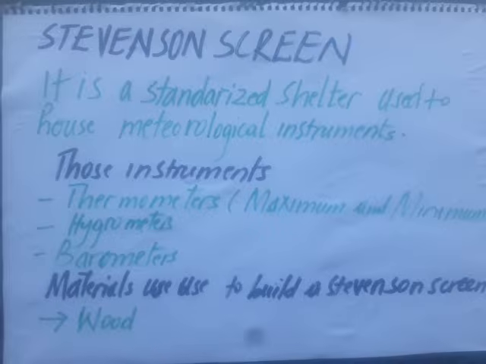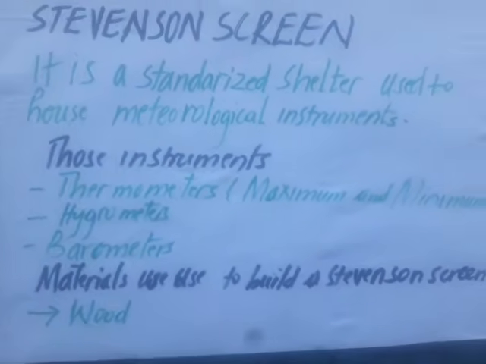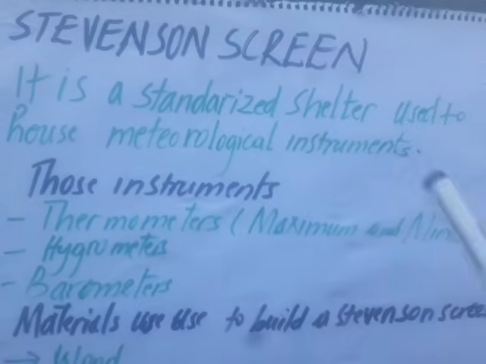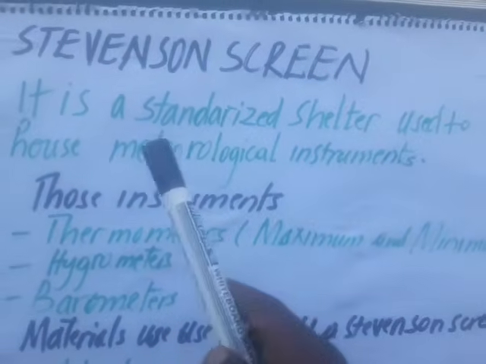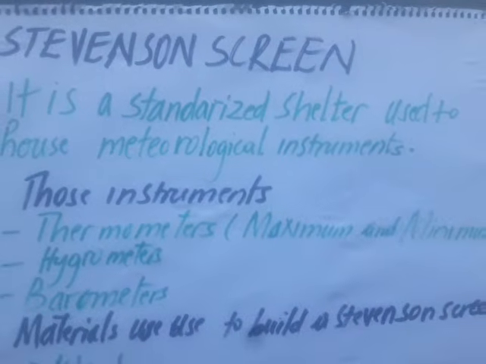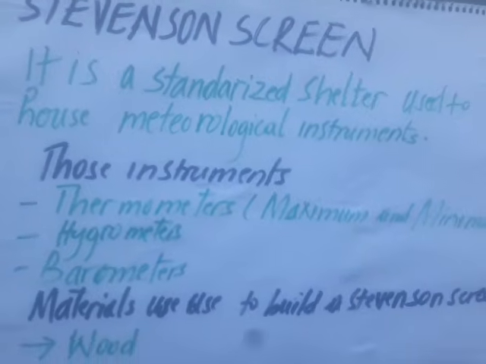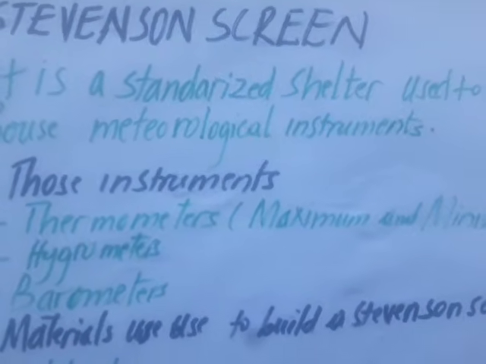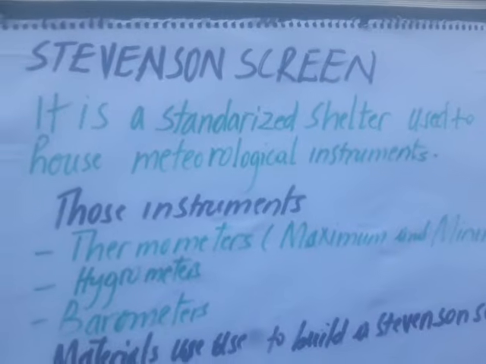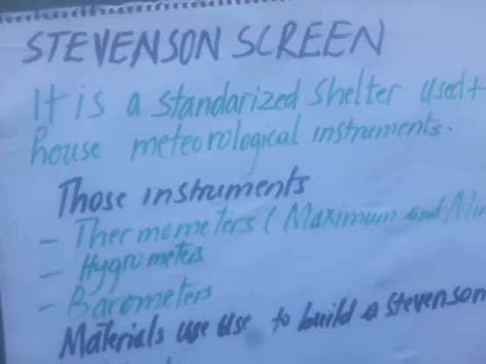When we talk of a Stevenson screen, it is a standardized shelter used to house meteorological instruments. So it means that it is a shelter found at a weather station that is used to keep delicate instruments, all those instruments that can easily be broken. And we are going to see those instruments we are talking about.